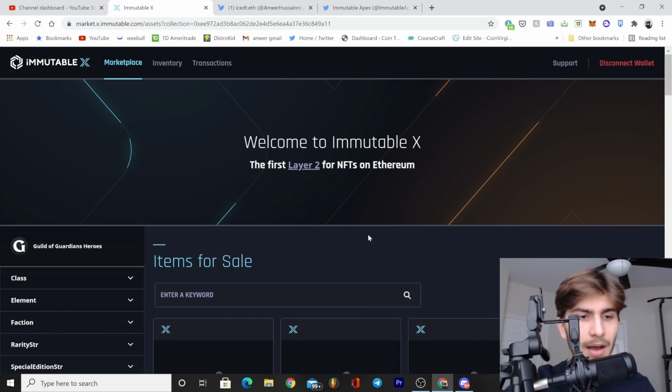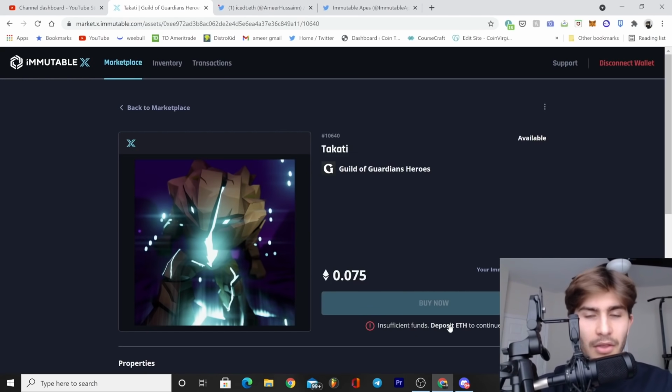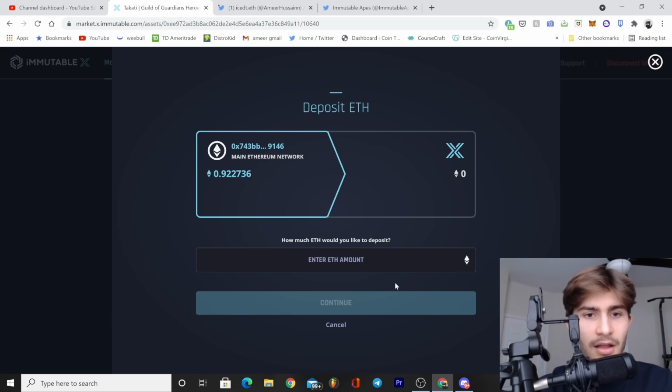So let's say we wanted to buy an NFT off of a project. Then you will have to deposit Ethereum into the Immutable X wallet. And yes, this is connected to your MetaMask, so you're not going to have to worry. Once you get the NFT, it will be in your Immutable X wallet. I'm not going to actually deposit ETH here, but for example, let's say I wanted to deposit some ETH.